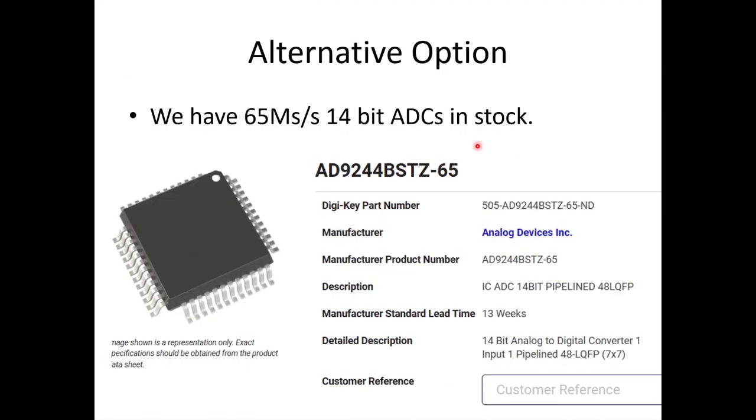Okay, there's also other options. In stock, I have 14-bit, not 12, 14. So we would be getting down below 100 parts per million in our measurement with a device like this. So this is wonderful. We have these in stock. I think we have 10 of them in stock.